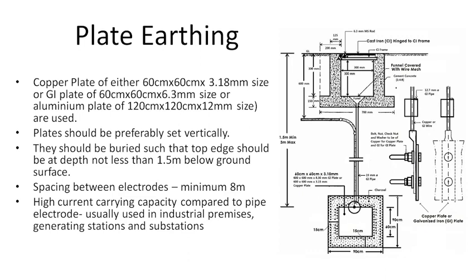being used. These plates are preferably set vertically. They are buried at a depth of minimum 1.5 meters from the ground surface, and the spacing between the electrodes is normally said to be 8 meters. So why we go for plate earthing, even though it is a little costly affair when compared to pipe earthing, is that it has a significantly higher current carrying capacity compared to pipe earthing.